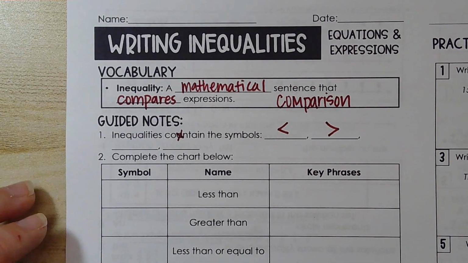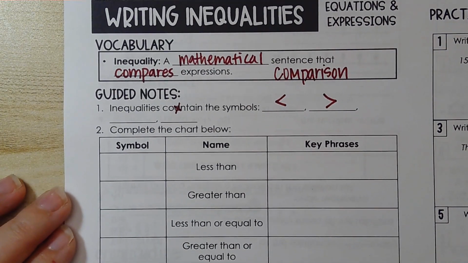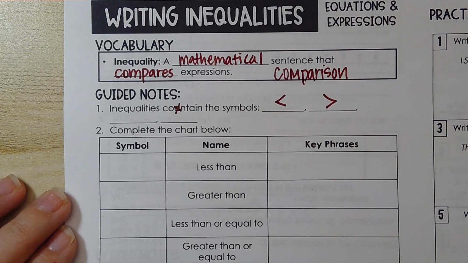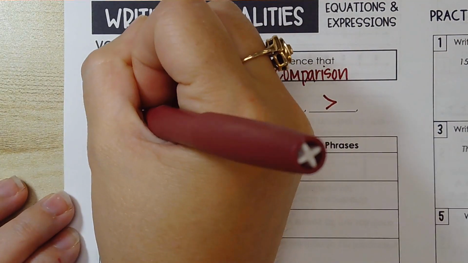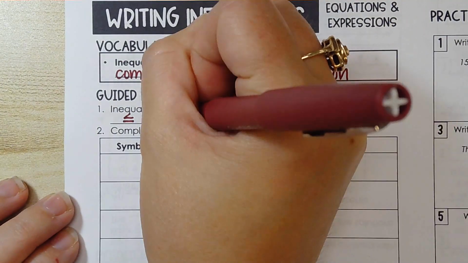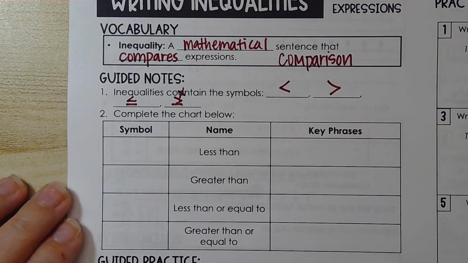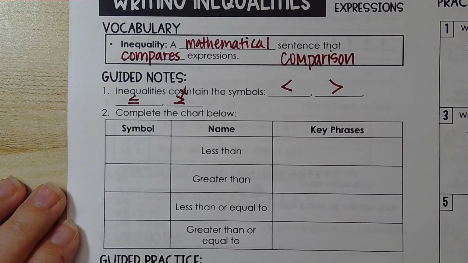And today we're going to learn two new symbols, and we'll go into a little bit more detail in just a second. These two new symbols are less than or equal to and greater than or equal to. They have a line underneath. It's part of the equal sign.